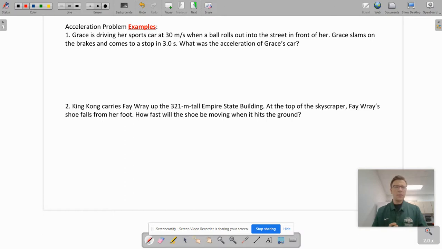So this says that Grace is driving her sports car at 30 meters per second. So I'm going to underline this. When a ball rolls out into the street in front of her, Grace slams on the brakes and comes to a stop. That's going to be key here in 3 seconds. What was the acceleration of Grace's car? So in this problem, it's given us a number of things, and we have to be able to kind of pick out what we're doing here.